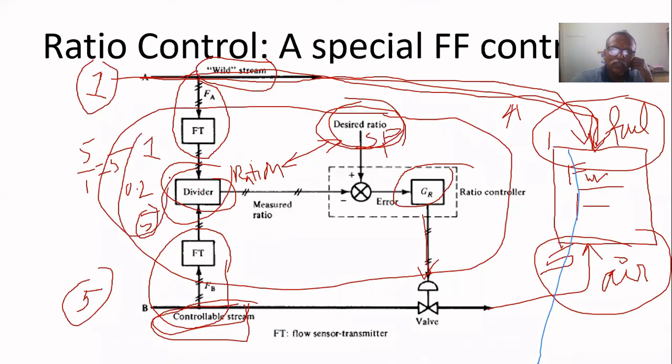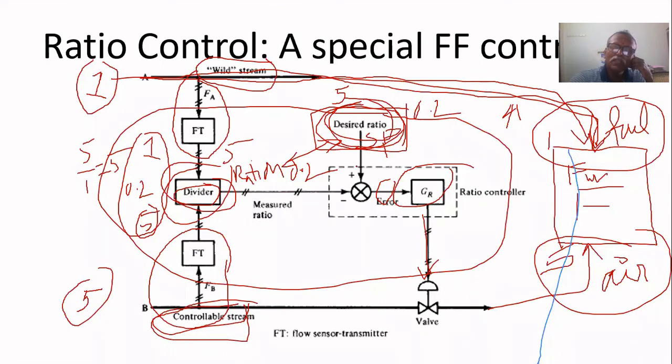If you consider the former one, you will get 0.2. Definitely, the desired ratio also will be 0.2, so accordingly you will get the error. Suppose we divide this by this, the ratio here is 5. At steady state, this is 5, and the desired ratio will also be 5. So it is simply mentioned as a divider. It is the choice of the designer. They can divide either FA by FB or FB by FA, depending upon their assumption.